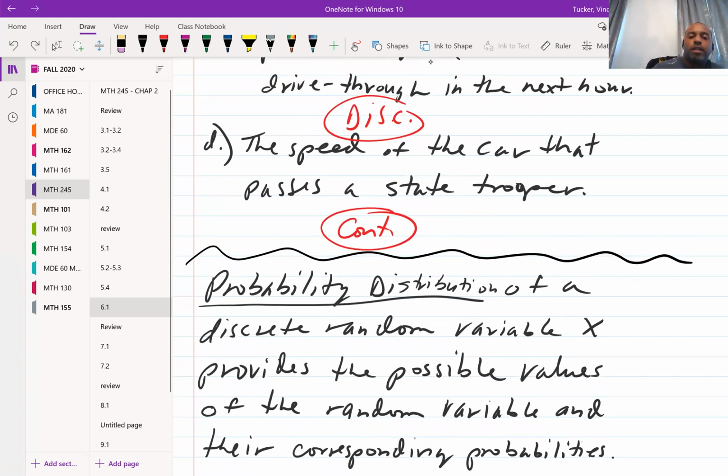All right, the next thing, probability distribution. Probability distribution of a discrete random variable x provides the possible values of a random variable and the corresponding probabilities.